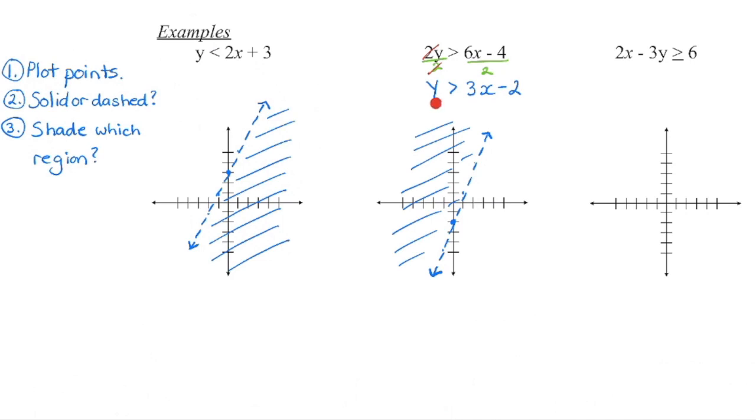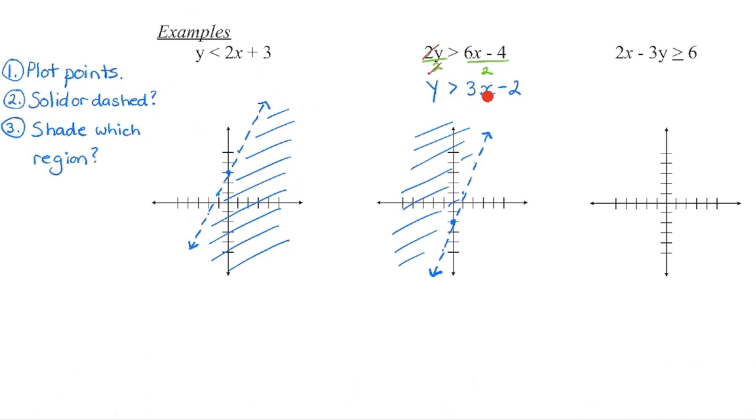We have y is greater than this expression, so it's not equal to. We're using a dashed line, that's going to create our boundary, and we're shading all values of y that are greater than this. So we're shading above that line, and then we can quickly test this. I would take the origin because it's easy to work with, (0, 0). In this case, it is within that shaded region.